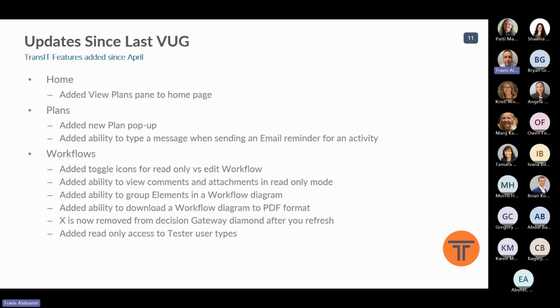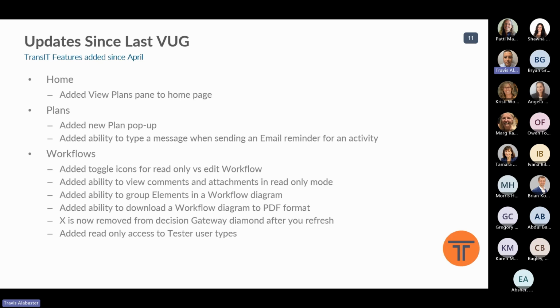So when you edit a workflow or you edit a plan, it will populate into that pop-up box, which I'll be able to show you. And then one that Patty will be really happy about, and I know she is, the ability to write a message when you're sending an email reminder. So when you right-click in a plan and you want to send a reminder for that activity or multiple activities, you can now write in a little message to those recipients.